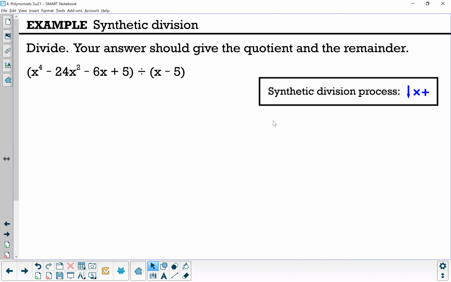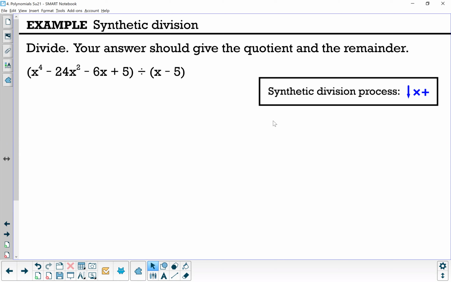Now we're going to take a look at a question that we did previously using long division. And now we're going to use a process called synthetic division. Now, as the word synthetic implies, synthetic division simulates long division, but it condenses the process. It makes it more efficient.